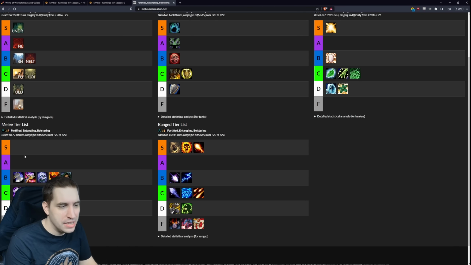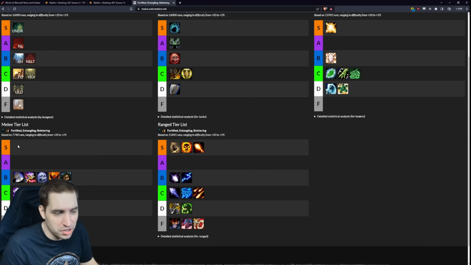Which is also why, as we are seeing in most tier lists floating around, the melee DPS are basically constantly losing more and more, because there are fewer and fewer of them in the very high keys, which are now dominated by this trio.